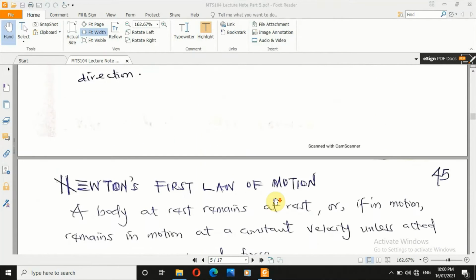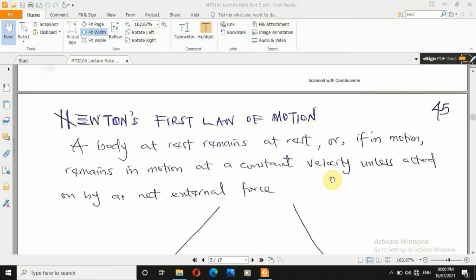So of opposite direction. So let's now go into detail on Newton's laws of motion, the first one. A body at rest remains at rest, or if it is in motion, it remains in motion at a constant velocity. When can we have a constant velocity? Now let me ask you that question. When do you think we can have a constant velocity? We can have a constant velocity when the force is also constant. So when the force is constant, then definitely we have a constant velocity.